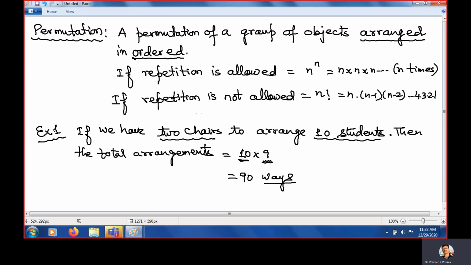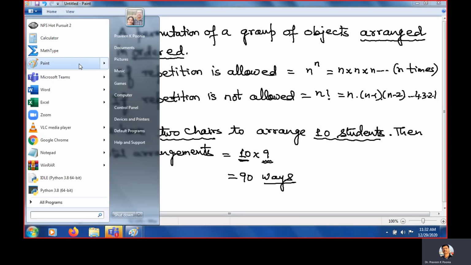You can say permutation means ordered arrangement. If you hear this word arrangement, you need to use permutation. Okay? Now I will explain another example, and then we will move to permutation, because these are just examples I am explaining.